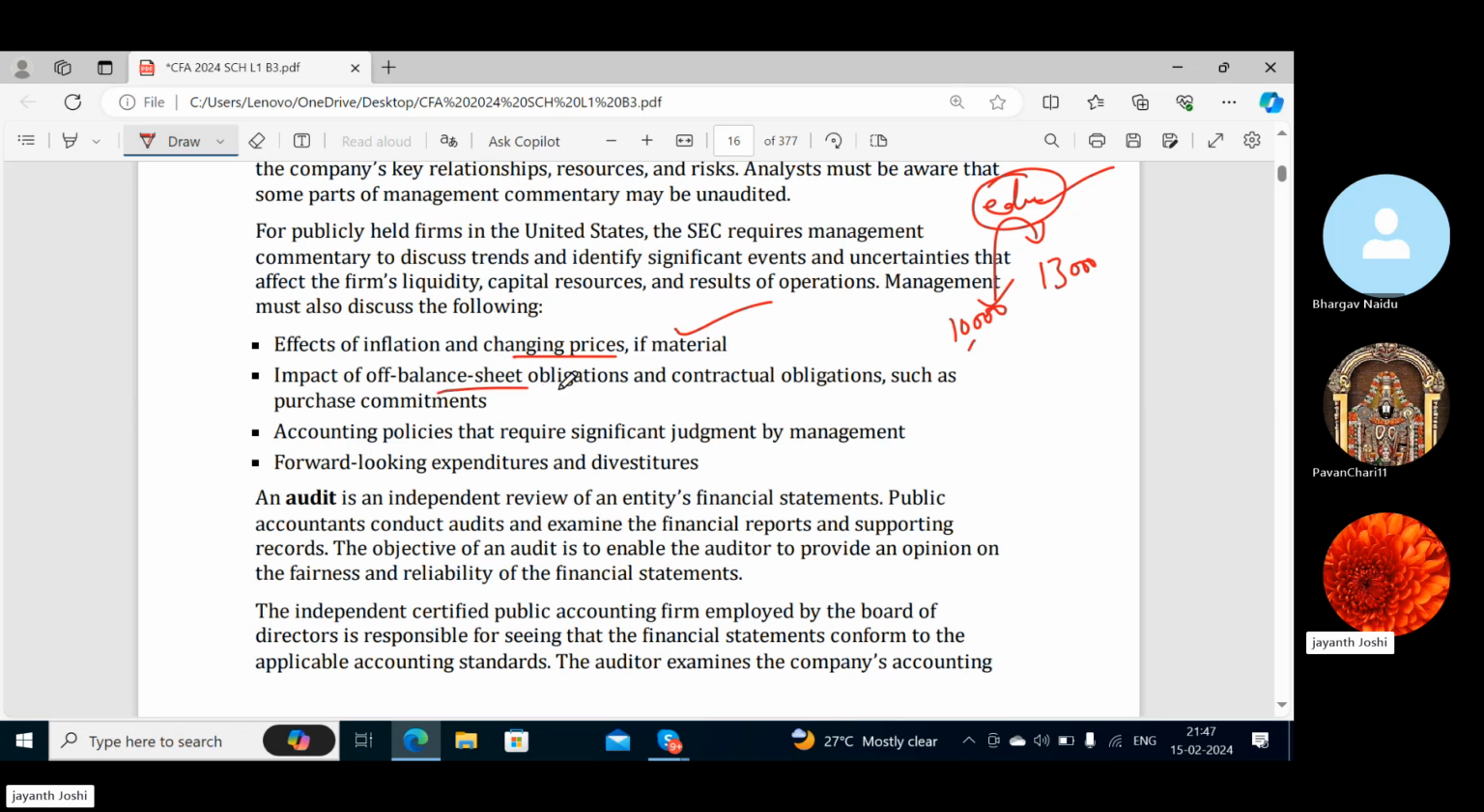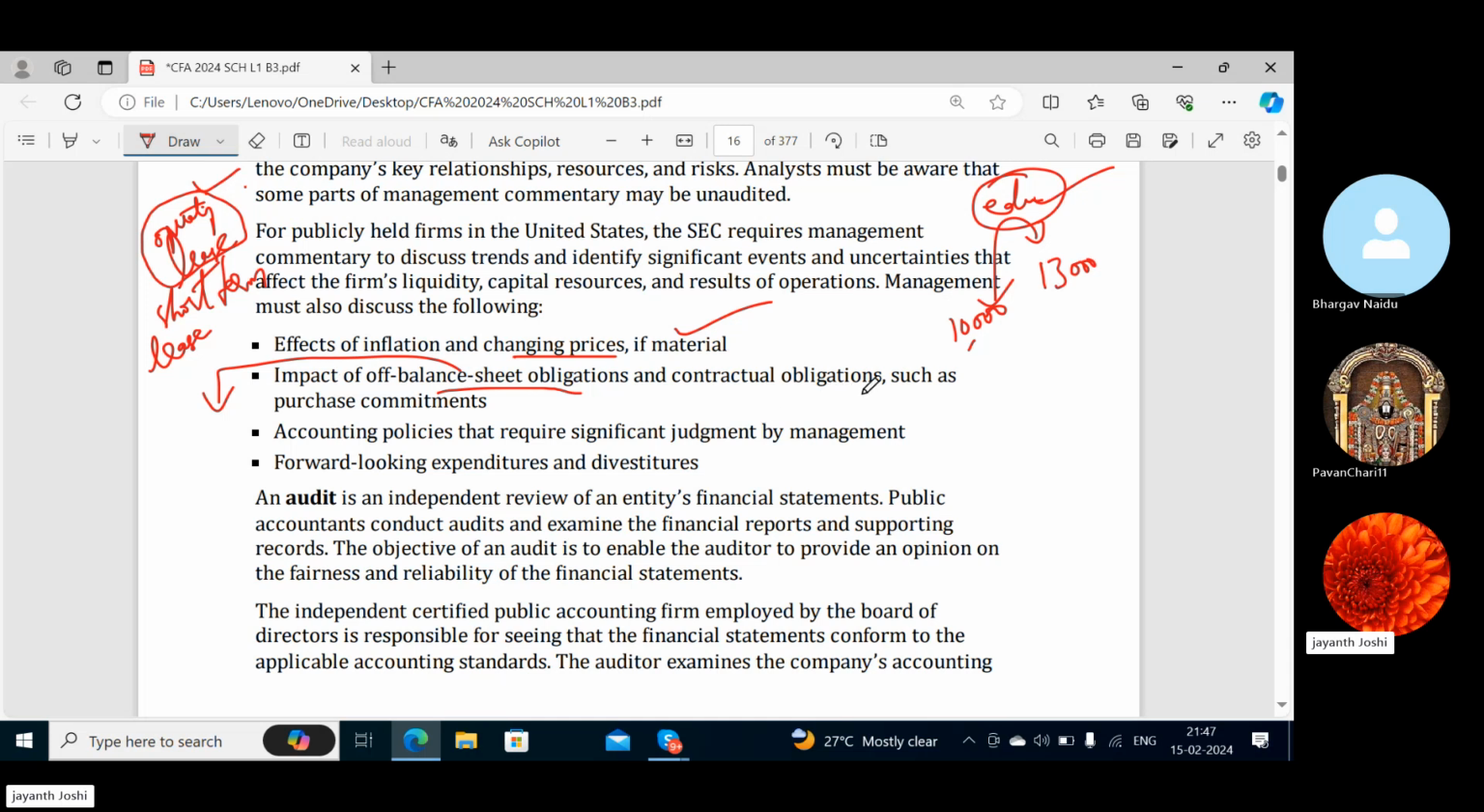Impact of off balance sheet obligations. Off balance sheet obligations are certain items which are off balance sheet, like a short term lease. There are two types of lease: short term lease and long term lease. Long term lease is also called capital lease. Short term lease is also called operating lease. So operating lease is an off balance sheet item. It need not be shown in the balance sheet. Definitely the expenses are to be accounted in the P&L account, but this lease is not required to be shown in the balance sheet.